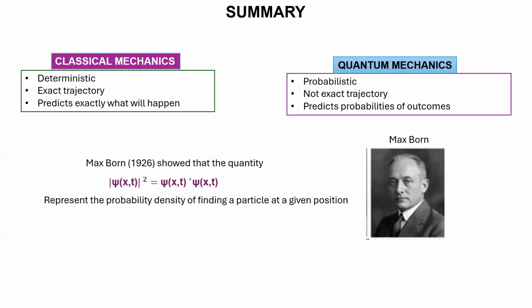Before concluding this talk, I'll tell you that Max Born was the scientist who proposed this theory in 1926, and he showed that the quantity modulus of psi(x,t) squared, that is the wave function squared, which equals the complex conjugate psi*(x,t) times psi(x,t), represents the probability density of finding a particle at a given position. And this is all about the Max Born interpretation, which is one of the most important theories in quantum mechanics.